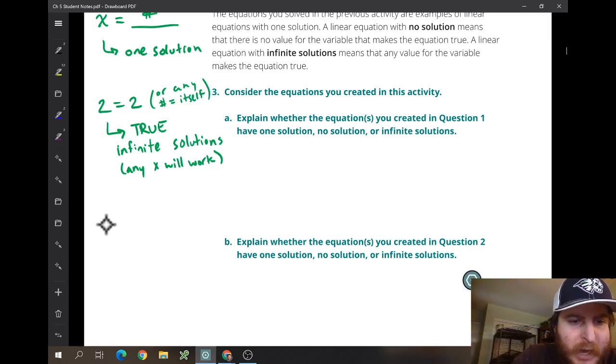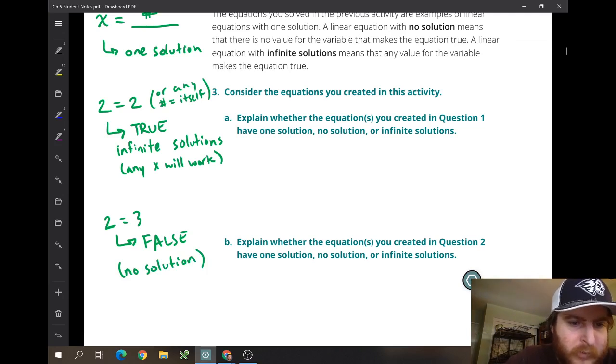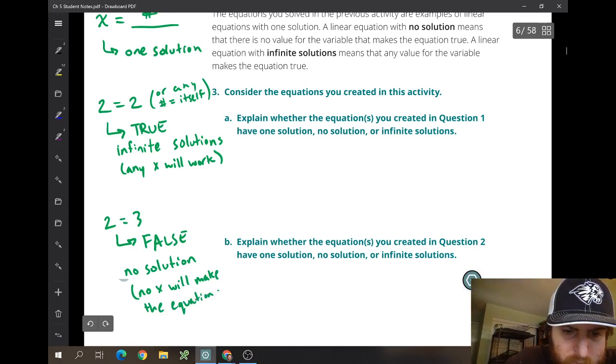Right? And then other times what will happen is you'll get something like 2 is equal to 3. Right? This is just false. It's not true. And so if you get something where the x's disappear and the numbers are not equal to each other, this means that there's no solution, right? It means that there's no number on Earth, at least no real number, that you can plug in to make x work. So when we say no solution, what this means is that no x will make the equation true. Right, so they're just never, ever, ever equal. And it doesn't have to be 2 equals 3. It could be any number equals another one.